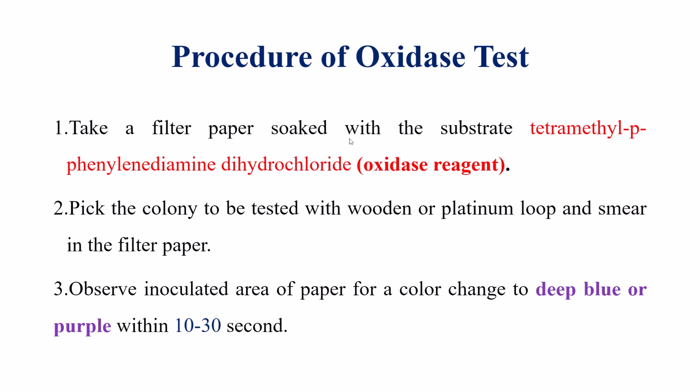For the procedure of the oxidase test, we take a filter paper soaked or saturated with the substrate, which is the oxidase reagent, tetramethyl-p-phenylenediamine dihydrochloride. We pick a colony to be tested with a wooden stick or platinum loop and smear it on the filter paper. Then we observe the inoculated area of the filter paper for a color change to deep blue or purple within 10 to 30 seconds.